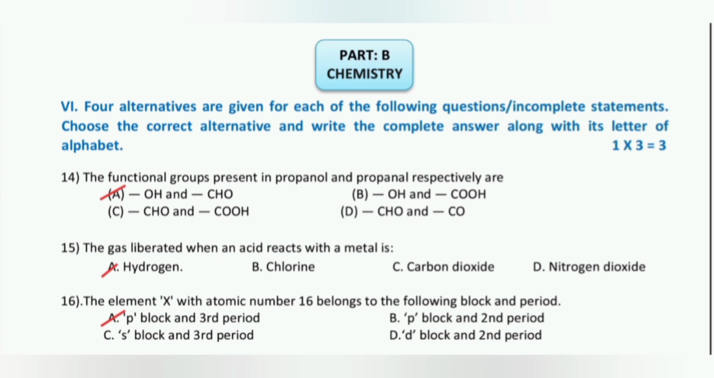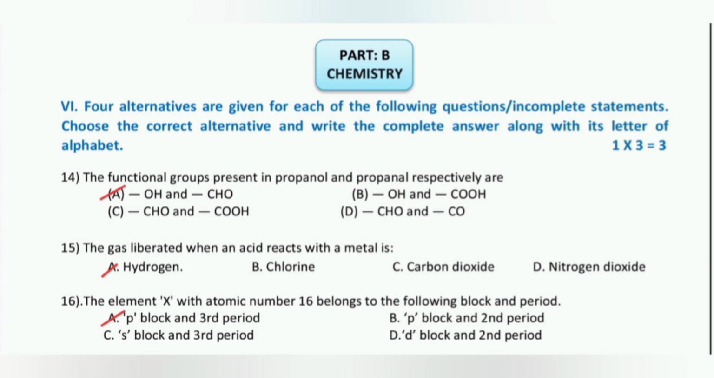Next, moving to part B, chemistry multiple choice questions. The functional groups present in propanol and propanal respectively are. In the compound propanol, we have the OH alcohol group as a functional group. In propanal, we have aldehyde as a functional group, that is CHO. The correct answer is option A, OH and CHO.